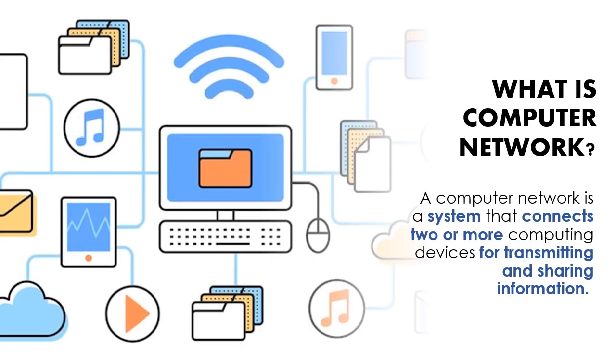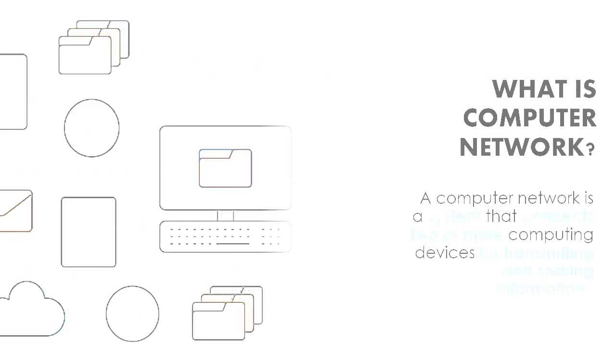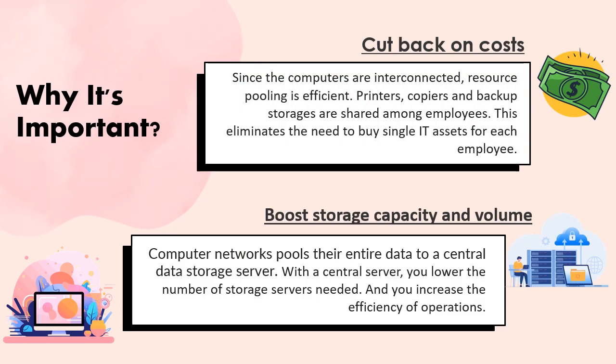What is computer network? A computer network is a system that connects two or more computing devices for transmitting and sharing information. Why is it important? First of all, we can cut back on costs. Since the computers are interconnected, resource pooling is efficient. Printers, copiers, and backup storages are shared among employees. This eliminates the need to buy single IT assets for each employee.